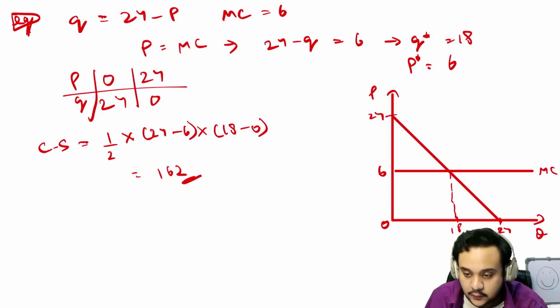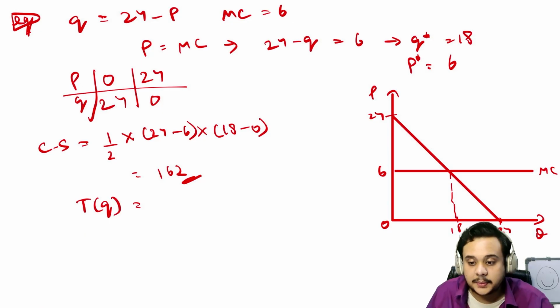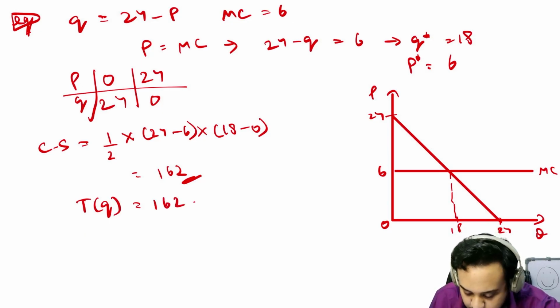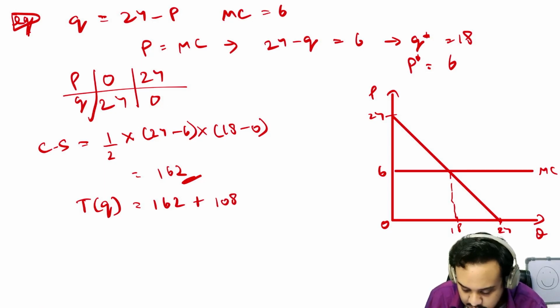Now, what is the tariff? We can directly calculate the tariff now. The tariff is consumer surplus plus P into Q. 162 plus what is price? 6. What is Q? 18. 6 into 18 is going to be coming out as what? So this is 108. So the total is 270.